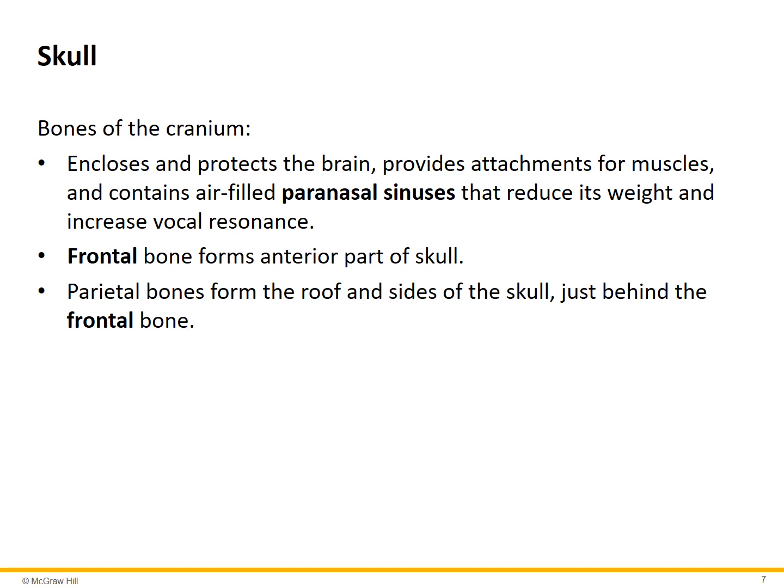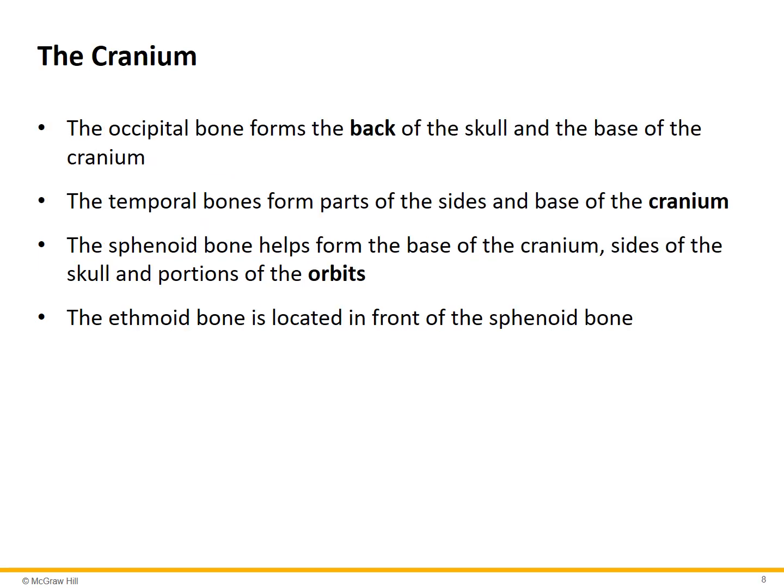The frontal bone forms the anterior part of your skull, which you would typically refer to as your forehead. The parietal bones form the roof and sides of the skull, and they're located just behind the frontal bone. The occipital bone forms the back of the skull, and it extends underneath and forms the base of the cranium. The temporal bones articulate with parietal bones, and the best way to remember them is they're around where your ears are. So this forms the sides. It also extends underneath to form part of the base of the skull.